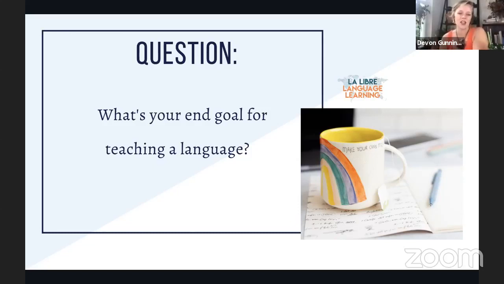What was your end goal for teaching a language? For me, I knew that teaching a language opens up so many doors. It just brings down a lot of barriers between people and allows you to not only understand yourself better, but understand the world better and the way that the world works.